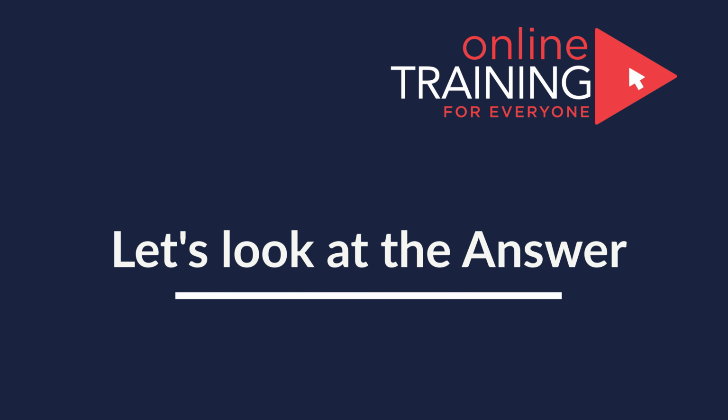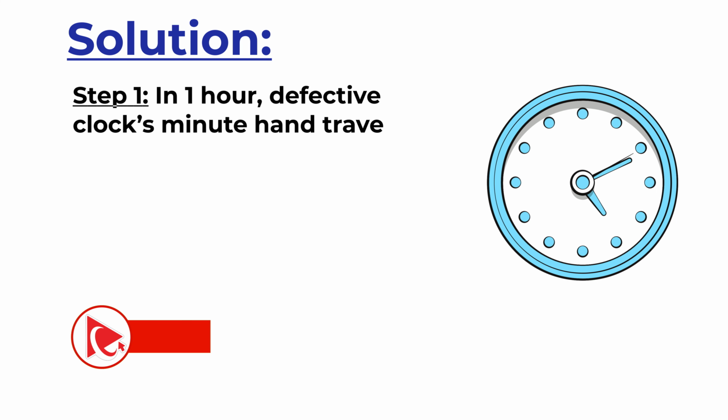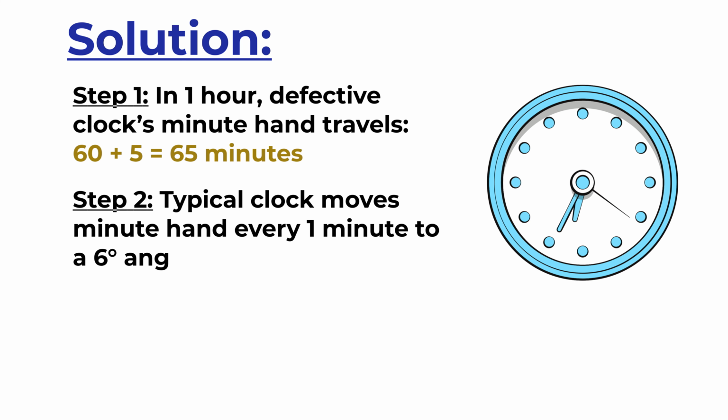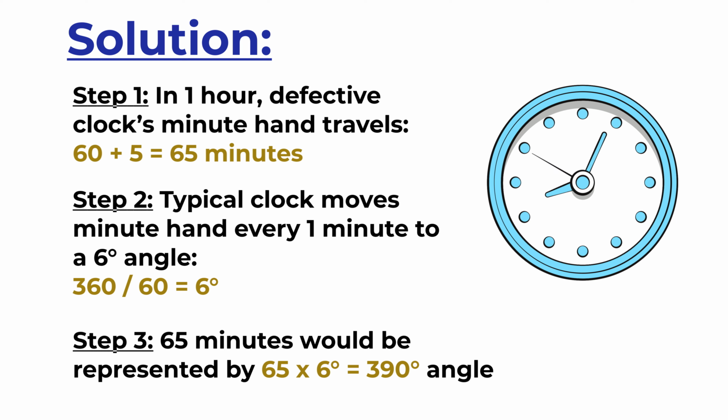To solve this challenge, we need to emphasize the fact that the defective clock gains 5 minutes every hour, which means that in 1 hour, the defective clock's minute hand travels 65 minutes, which is calculated as 60 minutes for 1 hour plus 5 extra minutes. A typical clock moves the minute hand every 1 minute, and it moves it a 6-degree angle, which is calculated as 360 degrees divided by 60 minutes, which equals 6 degrees. That means the 65-minute angle would be represented by 65 multiplied by 6, which would be equal to a 390-degree angle.